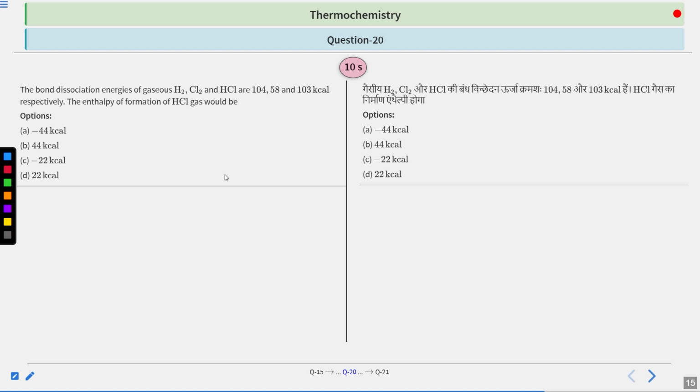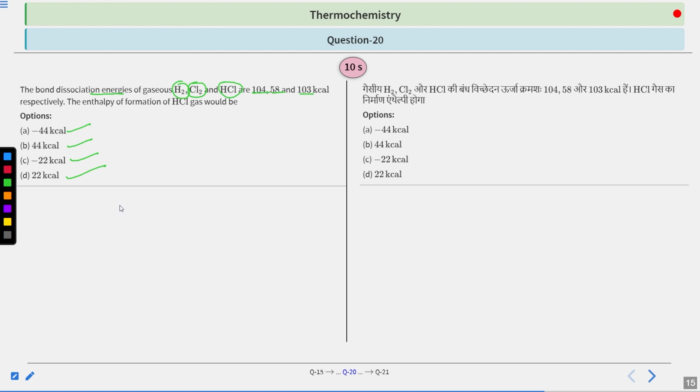Question number 20. Question number 20 says that the bond dissociation energies of gaseous H2, Cl2 and HCl are 104, 58, 103 kilocalorie respectively. The enthalpy of formation of HCl would be, your options are A minus 44 kilocalorie, B 44 kilocalorie, C minus 22 kilocalorie, and D 22 kilocalorie.